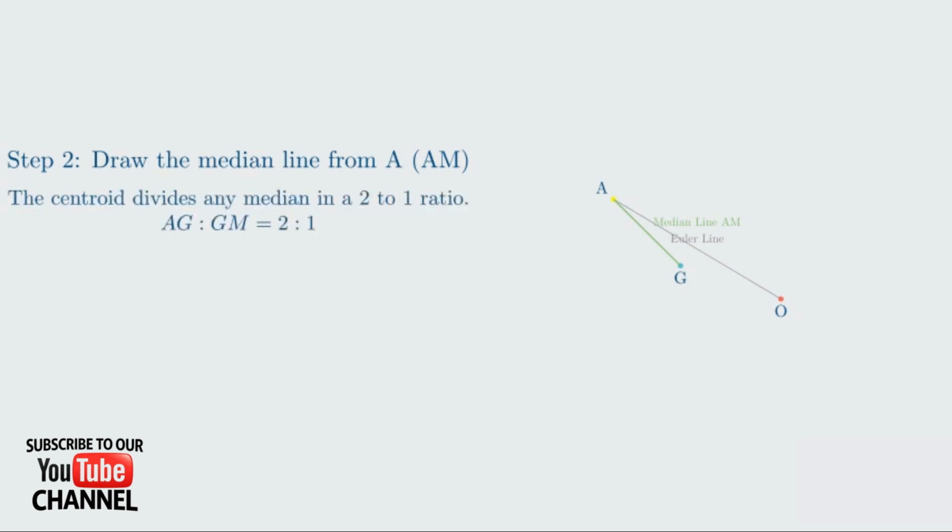This line is the median from A to the midpoint M of side BC. An important property of the centroid is that it divides any median in a 2-to-1 ratio. This means the centroid G is 2/3 of the way from A to M. Let's visualize this ratio. The distance from A to G is 2 parts, and the distance from G to M is 1 part. This 2-to-1 ratio is a fundamental property of the centroid. So, the total median AM has 3 parts.